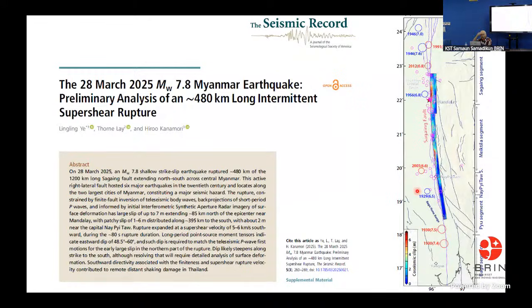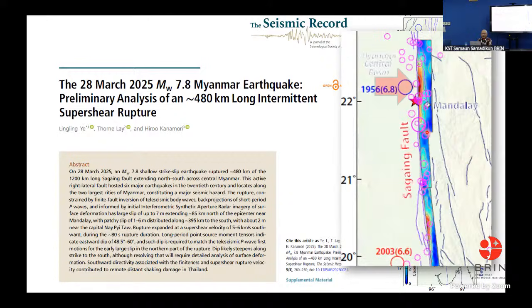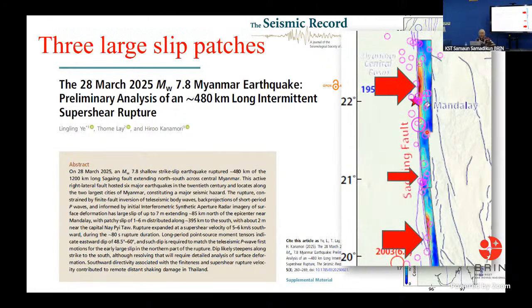And this is a fault slip model by seismologists, not by geodesy. They think there is a large slip in the northern portion and in the southern portion, and a medium-sized slip in between. So there are three peaks of the slips, 1, 2, 3. So I think the three acoustic waves are coming from these three different slip patches.